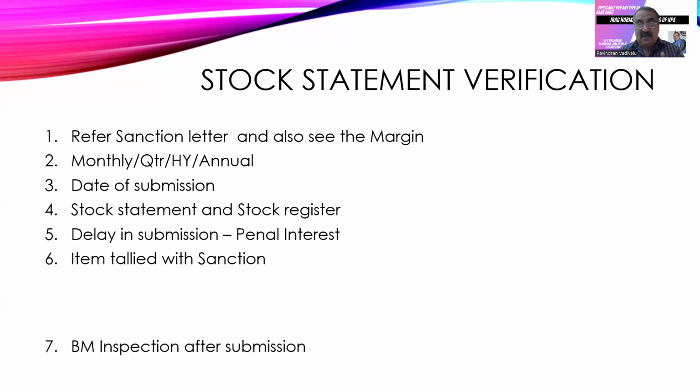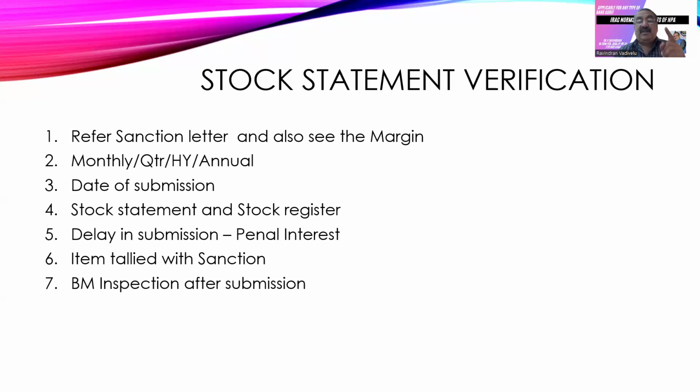You also have to check this point while you verify the stock statement, and the branch manager has to go for inspection after receipt of the stock statement. LC stock, that is letter of credit stock, should not be included in the stock statement, because LC stock will become the property of the borrower only when the amount is paid. Till the amount has been paid towards the LC stock, the entire stock belongs to the supplier. So LC stock should not be included, and only after that is the drawing power arrived at with reference to the stock statement.